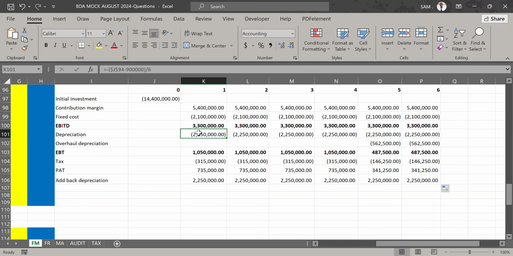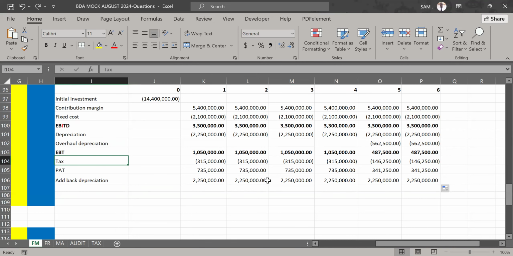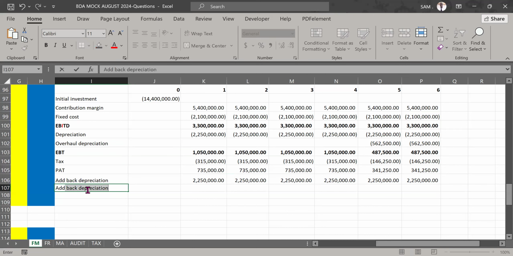The second element of depreciation we deducted before computing tax was this overhaul depreciation. So we also add it back. We have not spent money on this overhaul depreciation. We just recognize it in our income statement for purposes of computing tax so that we don't charge tax on it, depreciation being an allowable expense. But then we add it back. It does not affect our cash flows. So we make sure we bring it back. Add back overhaul depreciation like that.